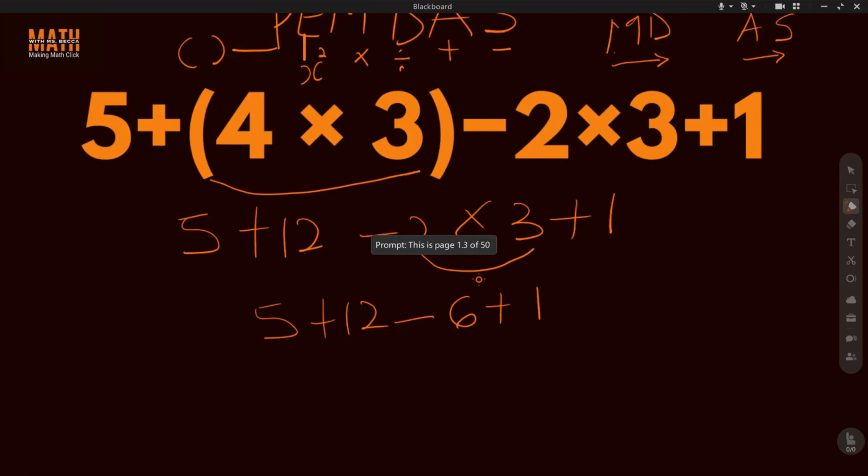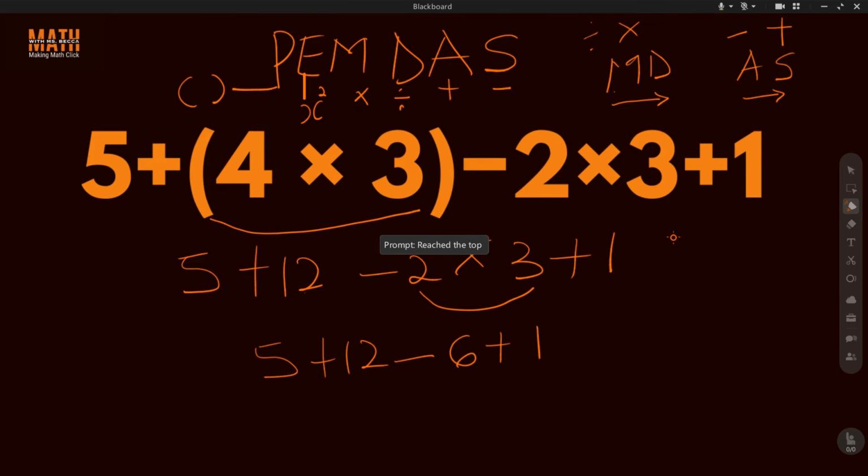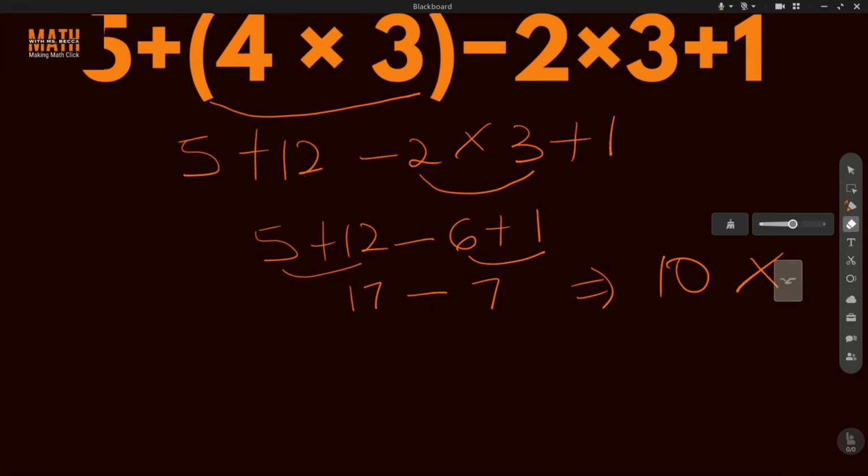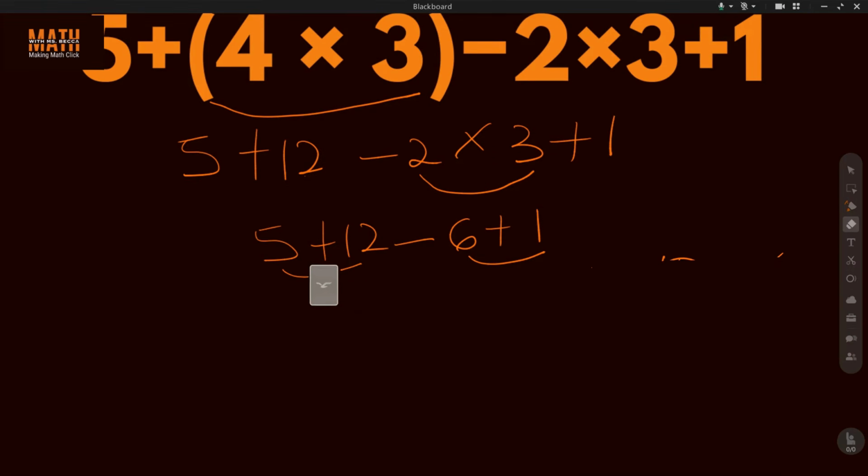Now that we are left with addition and subtraction, don't forget I said you solve from left to right. Another point where people make mistakes is that they say 5 plus 12 is 17, then minus 6 plus 1 is 7, and they will get 10. This is also wrong. If you add all through before you subtract, you will get a wrong answer. So when you are using the formula, make sure you use the rule. When you are using the rule, make sure you apply it till the end so you will not make mistakes.